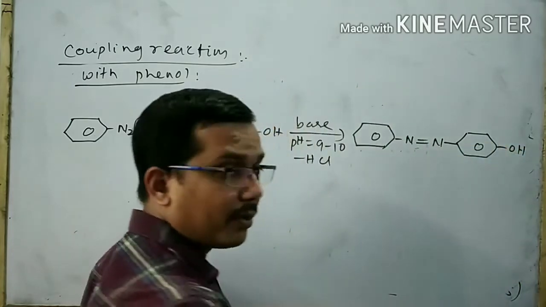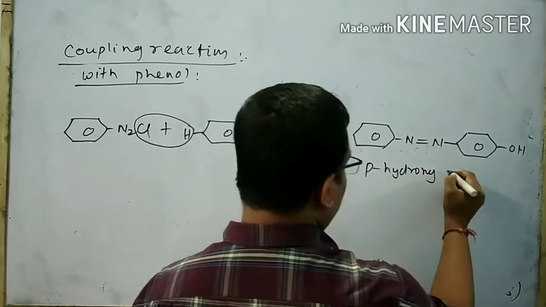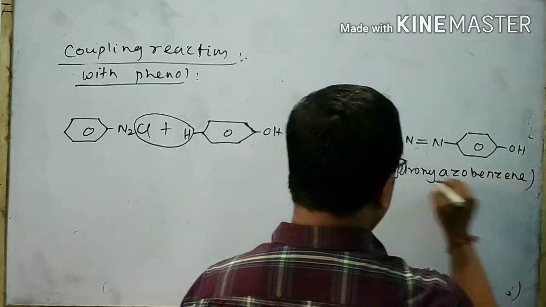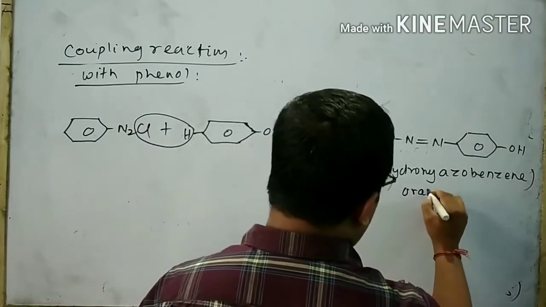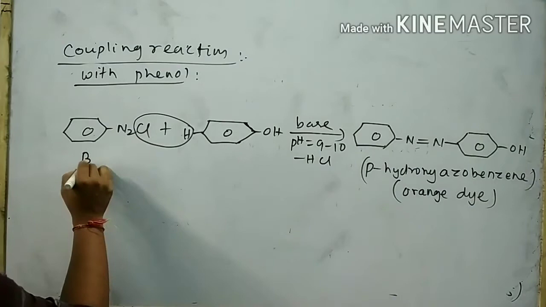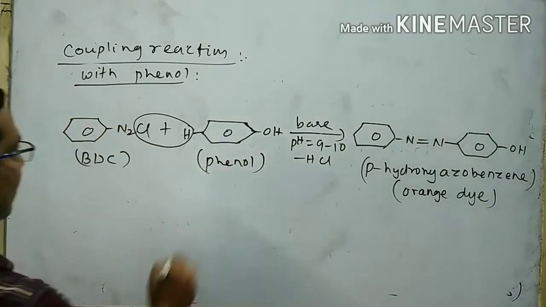The name of this compound is para-hydroxy azobenzene. This is an orange dye. This is BDC. This is said to be phenol.